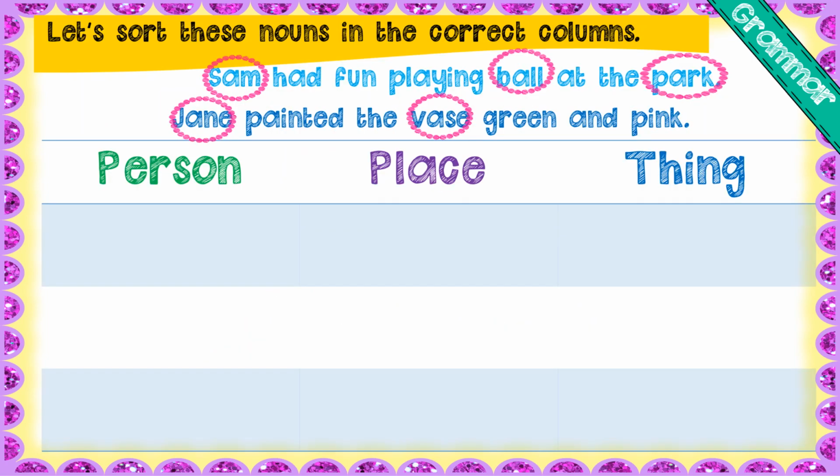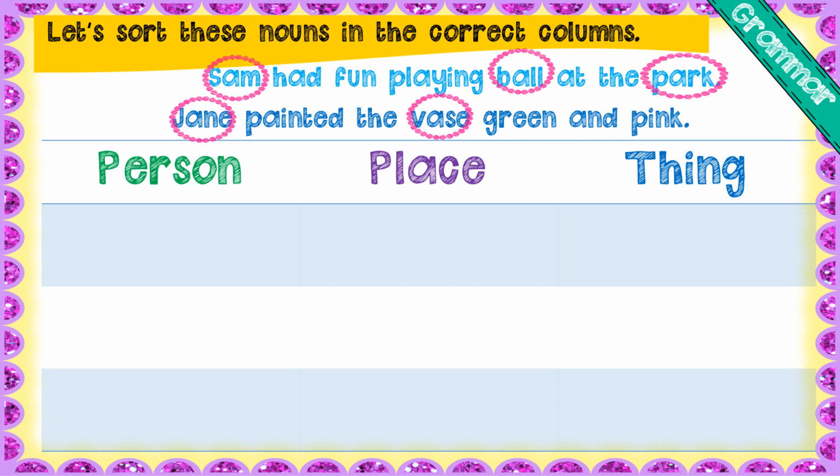Okay, so if we were to sort these, where would we put our nouns according to person, place, or thing? So I want you to take just a second and think about where you would put these. Now you have two people in there, right? Who are your people? Who would you put under person? Is a vase a person? No. Sam and Jane.